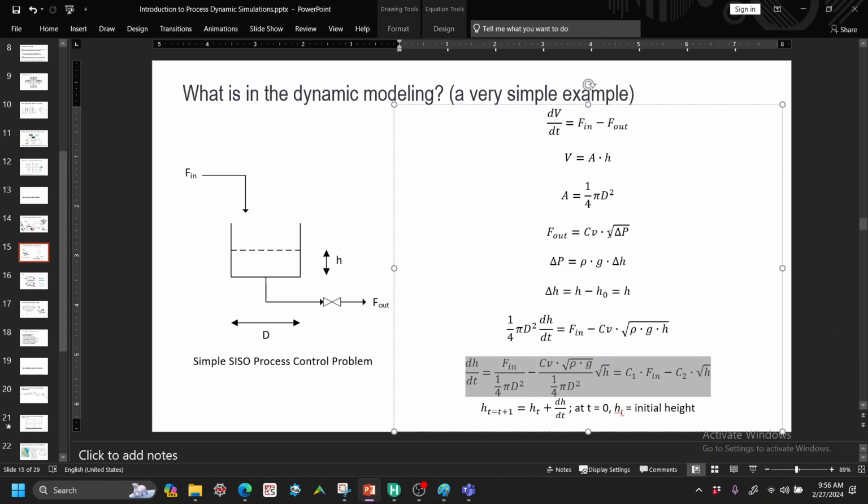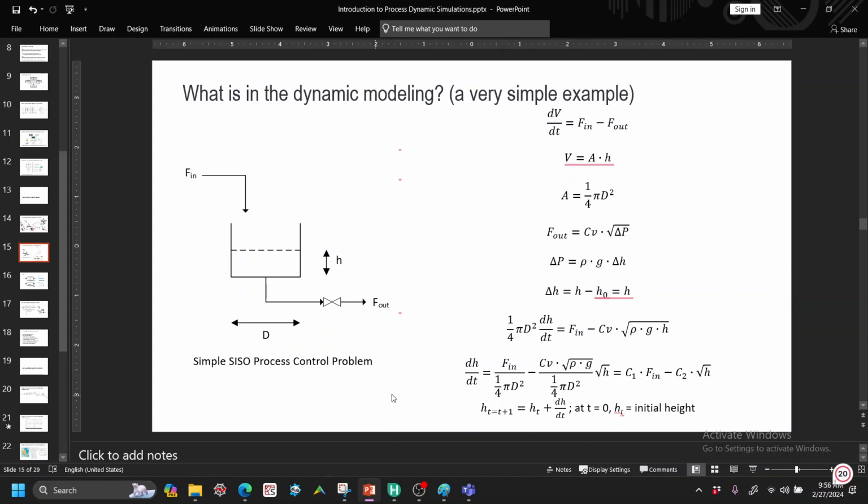Alright, so you rearrange all of these equations, you get dH/dt equals F in divided by 1 over pi D squared, minus the CV of the valve, rho g divided by the area as well, and then the square root of h. So that's this. To calculate something from the steady state to dynamic, you will need a lot more effort. So from here, you can imagine running a dynamic model will be much slower compared to running a steady state model.